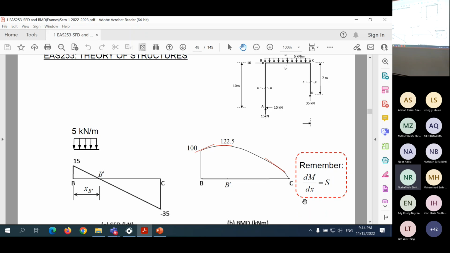So class, it is very useful to remember these so that you can confirm what should be the shape of the bending moment diagram for this part.